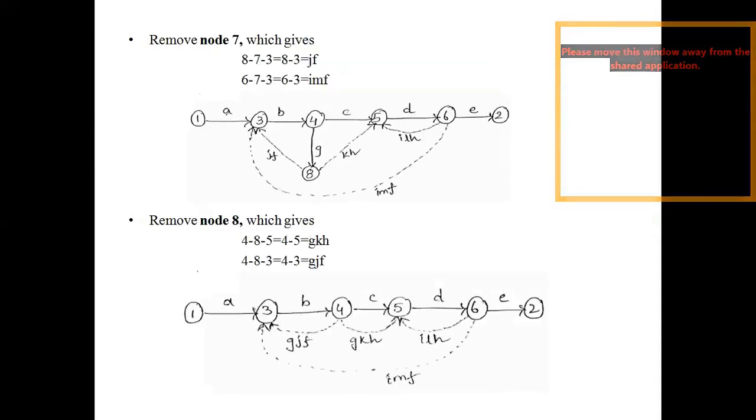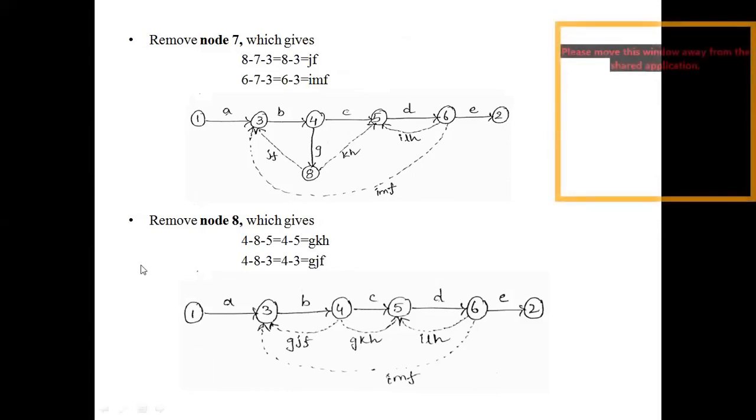See here. So by removing the node, we will get 8 to 3 and 6 to 3, with 8 to 3 as JF and 6 to 3 as IMF. That will be represented here. Okay. So the 8 to 3 link has the link name JF, and 6 to 3 has the link name IMF. Next process is the reduction of 8. After going to the 8, the process will be repeated. The repetition process will be started.